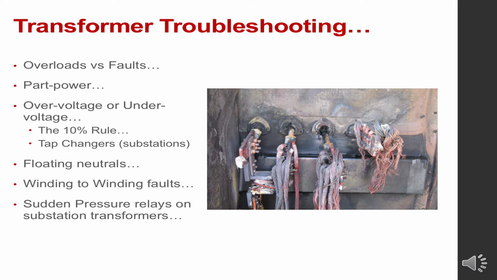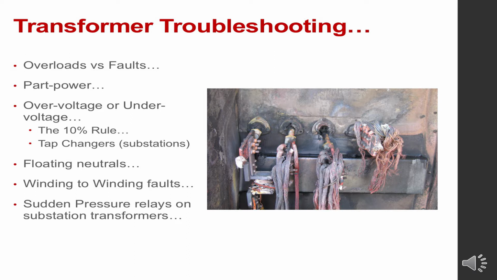Overvoltage or undervoltage, well, first of all, let's just talk about what we call the 10% rule. Now, the 10% rule applies to both current flow and voltage levels in a system. The 10% rule with respect to voltage means that whatever the nameplate voltage of that transformer is, plus or minus 10% is within the realm of normal. So if you're on a 480 volt transformer and you read 512 volts with your voltmeter, don't start troubleshooting. That's within the realm of normal.